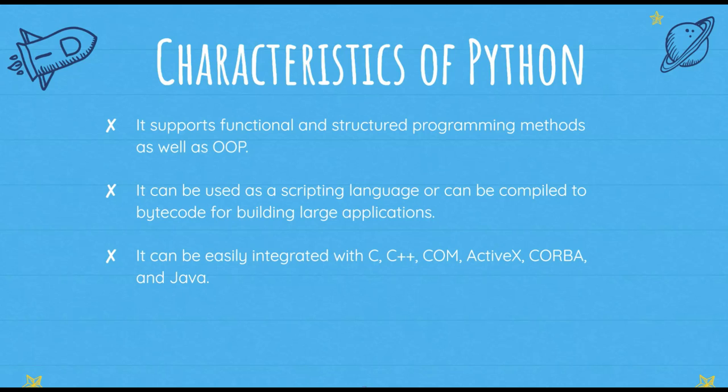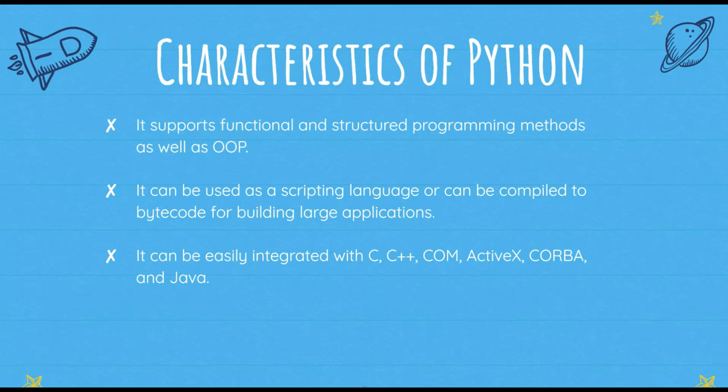So let's start with the characteristics of the Python language. The first one is that it supports functional and structured programming methods as well as object oriented programming. The reason I say this is because a programming language that can model the real world is said to be object oriented. It focuses on objects and combines data and functions. Contrarily, a procedure oriented language revolves around functions, which are code that can be reused. Python supports both procedure-oriented and object-oriented programming, which is one of the key Python features.